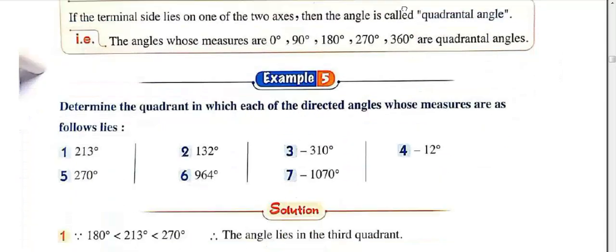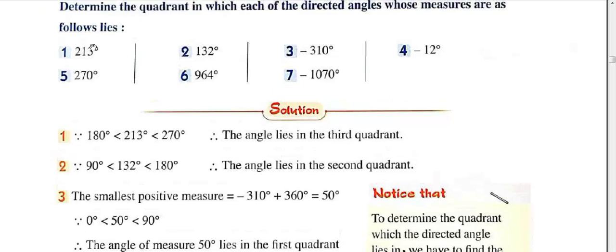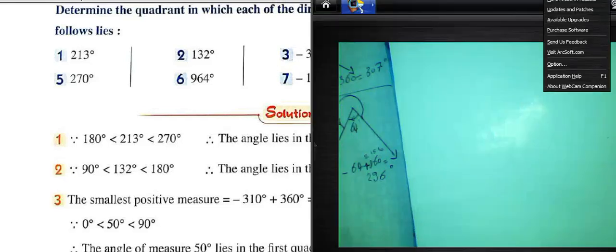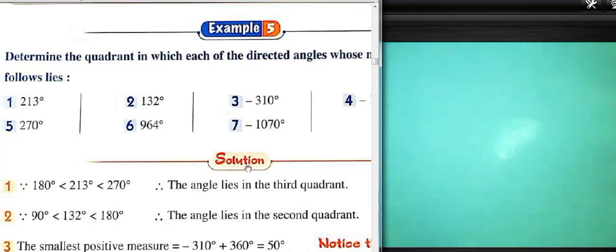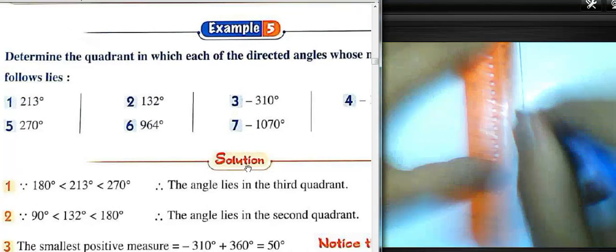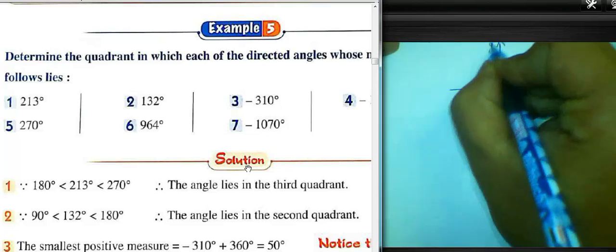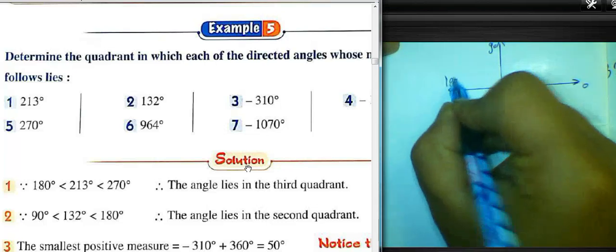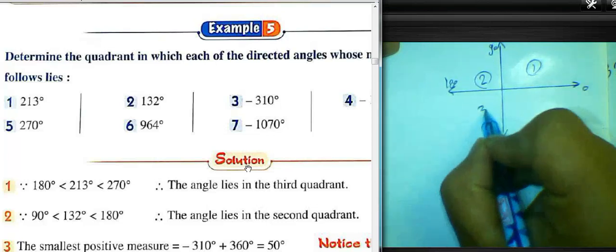Example number 5, and this solution he solved it here. 213 lies on the third quadrant. I will solve it in this notebook. Look with me here. It's easy for you. You must draw when you want to solve any question. You must draw the coordinate axes, and write here 0, 90 degree, and here 180, 270. This is first, second, third, fourth.